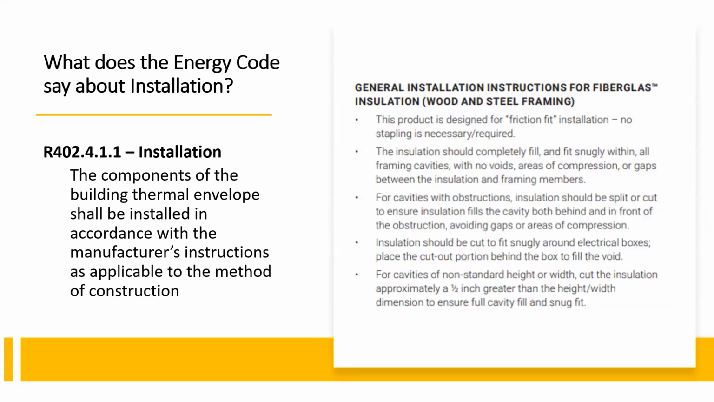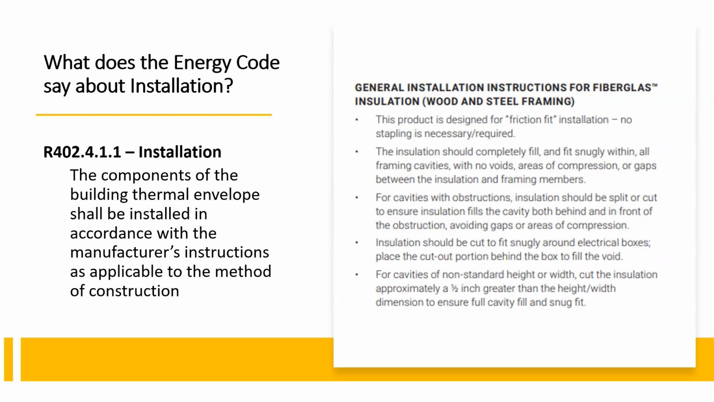What does the energy code say about this? So looking at this directly out of the code, it says the components of the building thermal envelope shall be installed in accordance with the manufacturer's instructions as applicable to the method of construction. And to the right, I pulled off of Google, I think it was Owens Corning, their general installation instructions for fiberglass insulation in wood and steel framing.